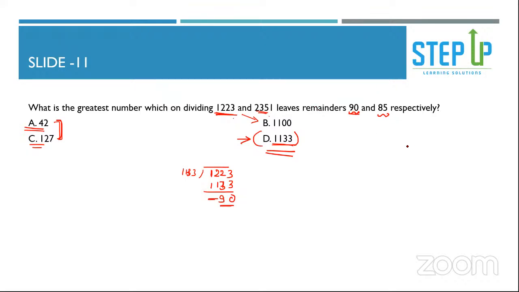People, one more thing they are saying: which is the greatest number? So out of 42 and 127, I don't need to give a try also, because the greatest number is here. But what is the method? I'll let you know. Okay, I'm moving on right now.